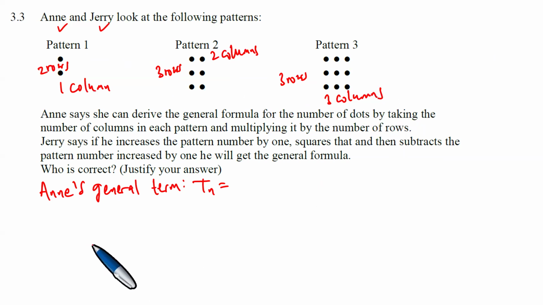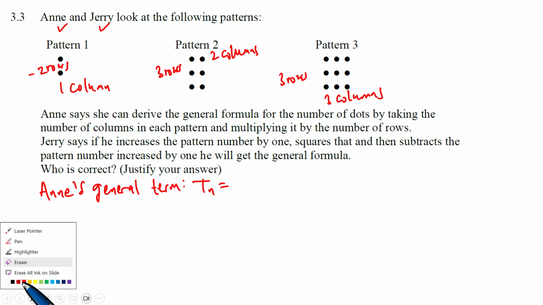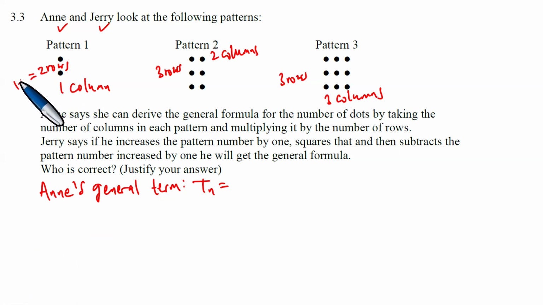So Anne's general term is this. You can see that if this one is 1, then this one is 2. So this 2 is 1 plus 1. Because these things are what we call number patterns. So if this one is 1, then this one is 1 plus 1. If the columns are 2 columns, then this one is 2 plus 1.